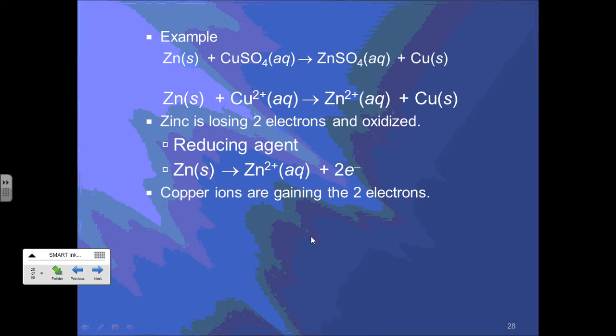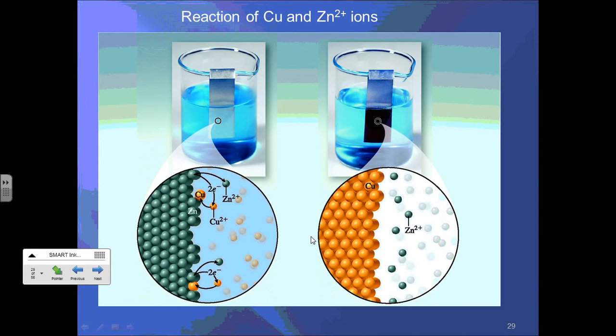Now, copper gains 2 electrons. Copper is going to be reduced. It also is going to serve as the oxidizing agent. Now, in this reaction represented here, you notice an interaction between the copper and the zinc, which represents an exchange of these 2 electrons on a subatomic level. Notice the evidence of a reaction by the color change of the metal strip.